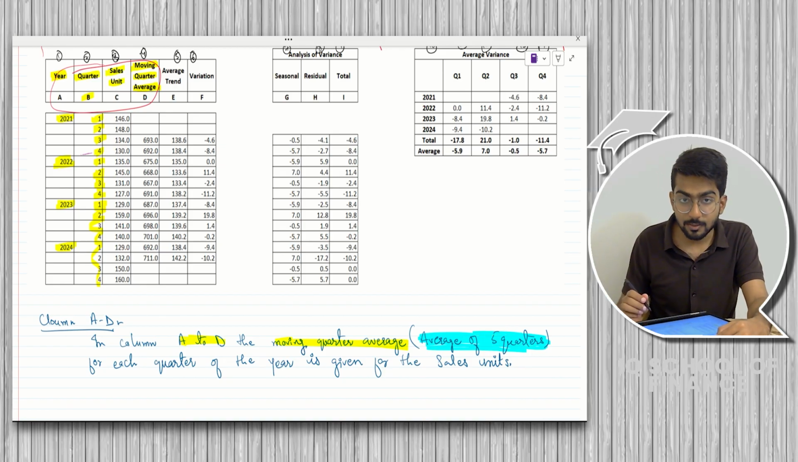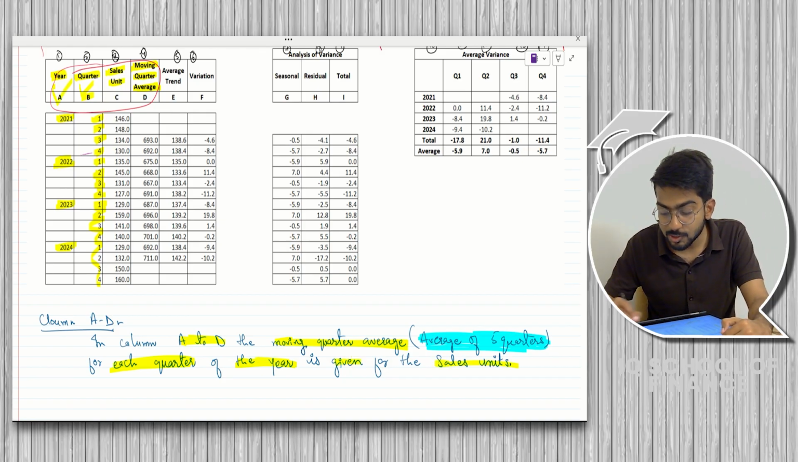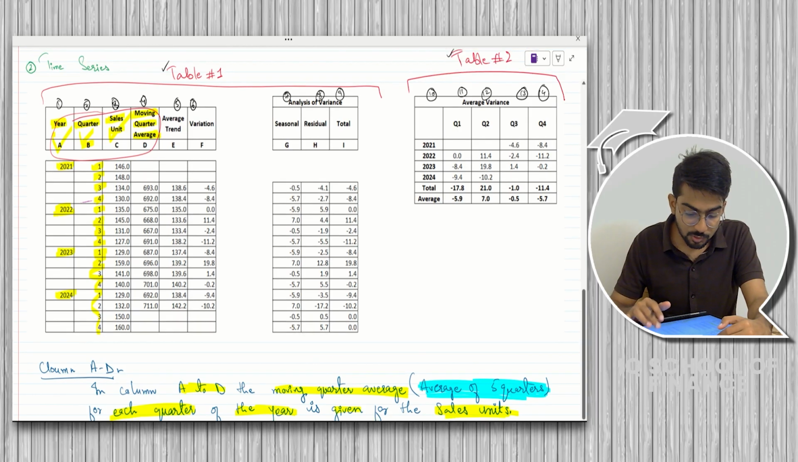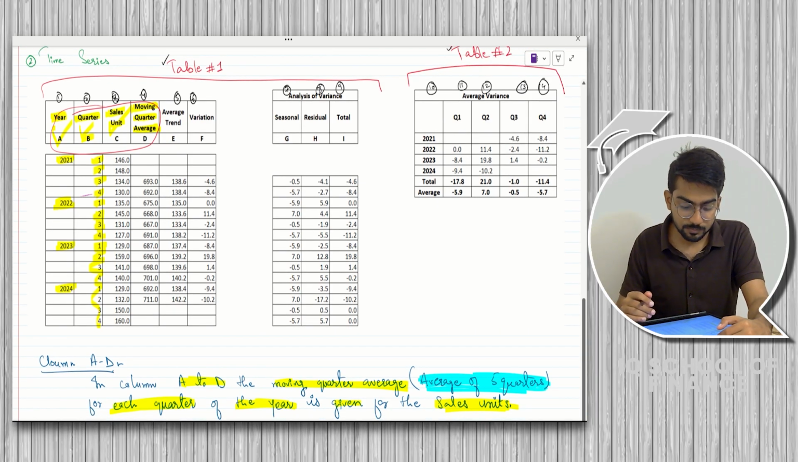Then for each quarter, I have mentioned column B as well by writing each quarter of the year. Column A is also covered, and the sales unit, column C, is also covered. So this is how we have drafted our explanation for columns A to D, and one by one we will write the explanation for all the columns. Okay, so let's move forward.